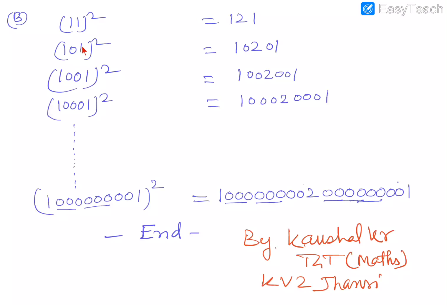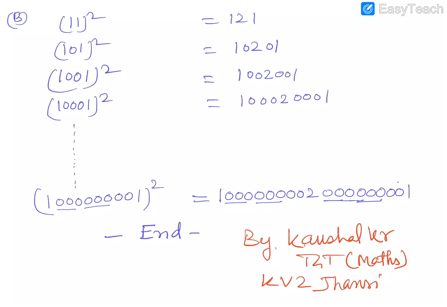10201. This one will be increased by 1. So it becomes 102, then back 01. 1002, then 001. 100002, 0001. These are the squares.